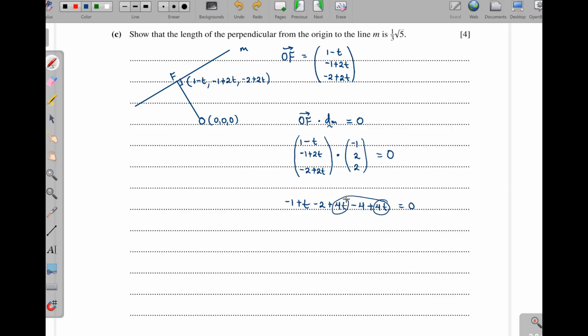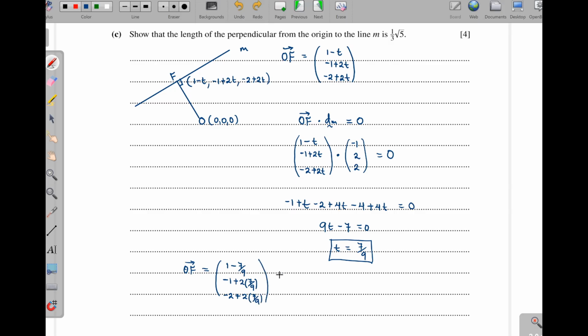Now 4 plus 4 is 8, plus 1 is 9 of t, and then negative 1, negative 2 is negative 3, then minus 4 will be negative 7. So meaning our t is going to be 7 out of 9. You see that? Then we can substitute in here to find our OF. So our OF is going to be 1 minus 7 out of 9, then negative 1 plus 2 times 7 out of 9, and then negative 2 plus 2 of 7 out of 9.